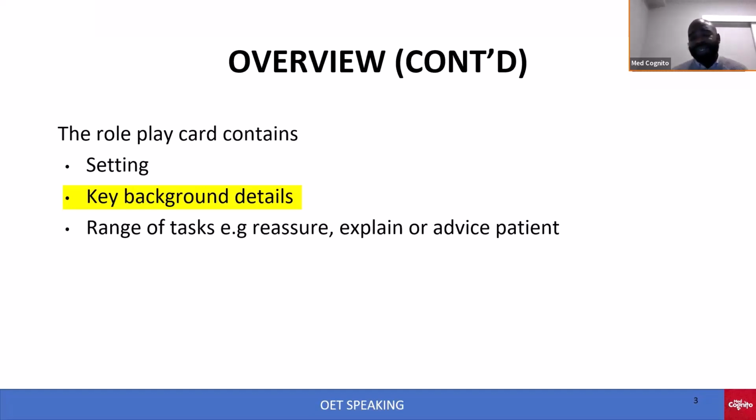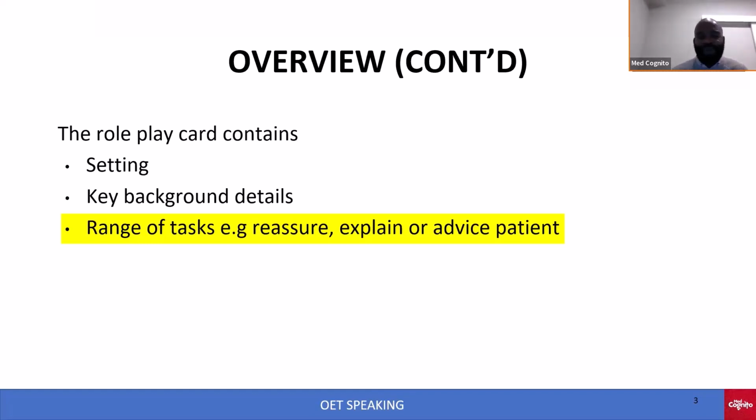The key background details will give you an idea as to where the scenario is taking place. And then the third key detail on the role play card is the range of tasks that you would have to execute. It could be that you have to reassure a patient that the medication that you are prescribing for them has been used several times in the past and it worked for those individuals.